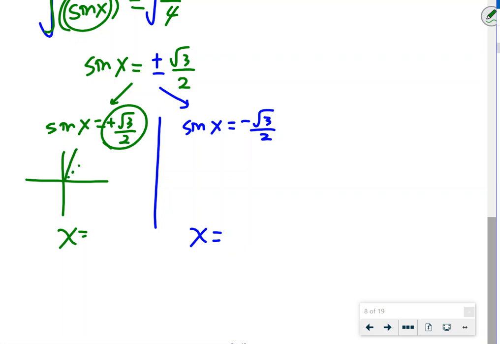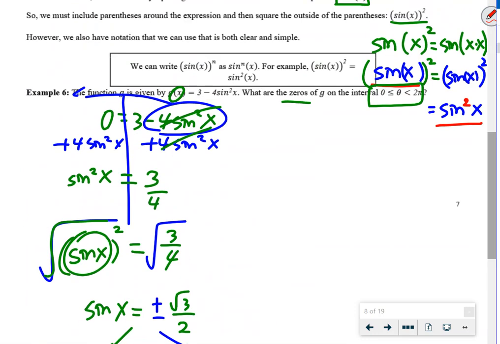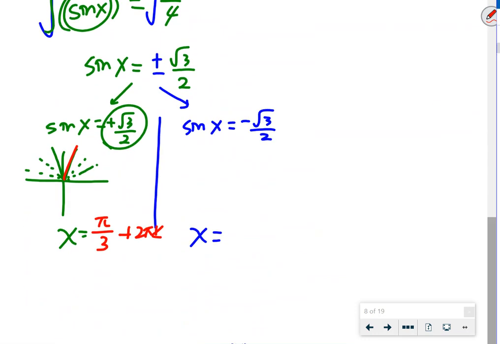This is happening in the 60-degree family, so I have 2 answers. First answer, this one gives me pi over 3. Can I do plus 2k pi? No, I may not, because I have a restriction. No 2 pi k for this.